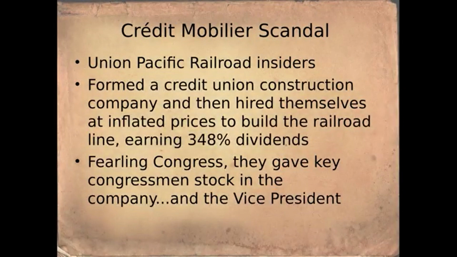The Union Pacific insiders actually pay off the vice president, as we said, the Congress. They actually have conversations with the president himself. You saw Fisk and Gould paying off the president. You have Boss Tweed paying off the entire state of New York. Every policeman and every politician in New York makes billions of dollars in today's money. These are the kind of scandals happening during the Gilded Age.